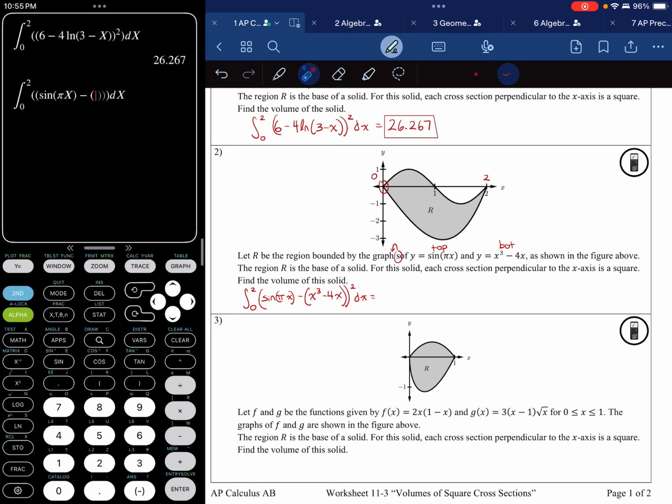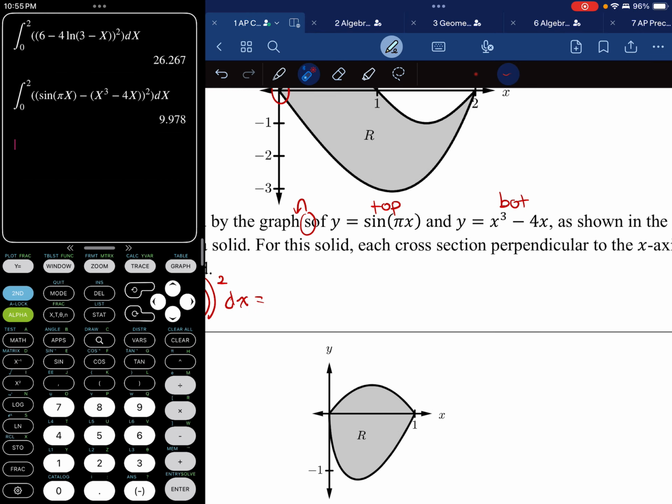I'm going to start a parenthesis to keep all of this x cubed minus 4x in a parenthesis. So it's going to be x cubed minus 4x, and then I'm going to end the parenthesis, ending that function, and then I'm going to end the parenthesis, ending the subtraction, and then I'm going to square that subtraction. And when I do this correctly, I do get this value in pen of 9.978 for my final answer.